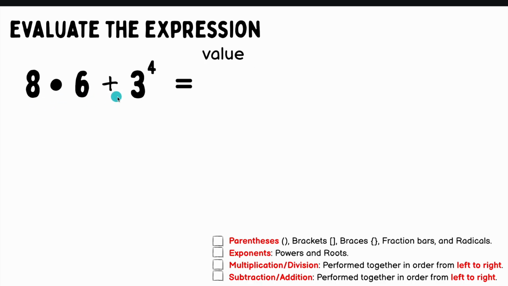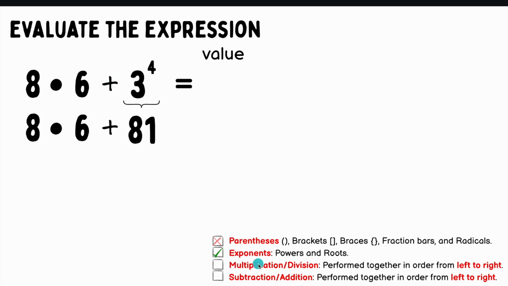8 times 6 plus 3 to the fourth power. We notice that we don't have parentheses, but we do have an exponent. 3 to the fourth power. 3 times 3 times 3 times 3 equals 81. We are finished with exponents. Let's bring everything down. 8 times 6 plus 81.